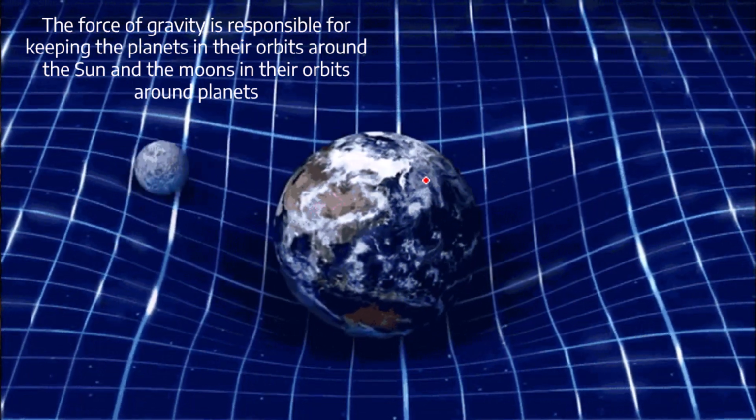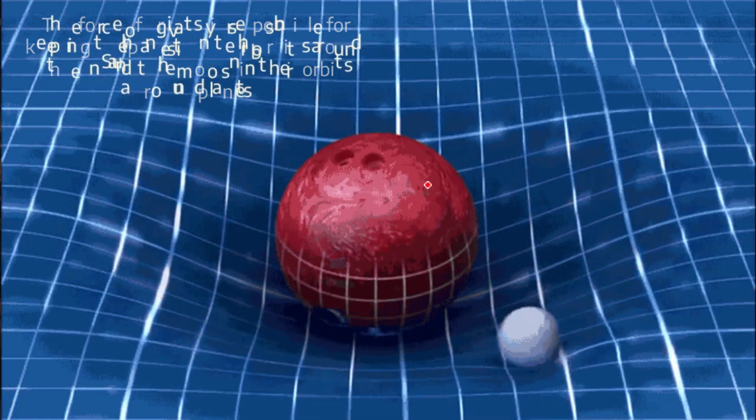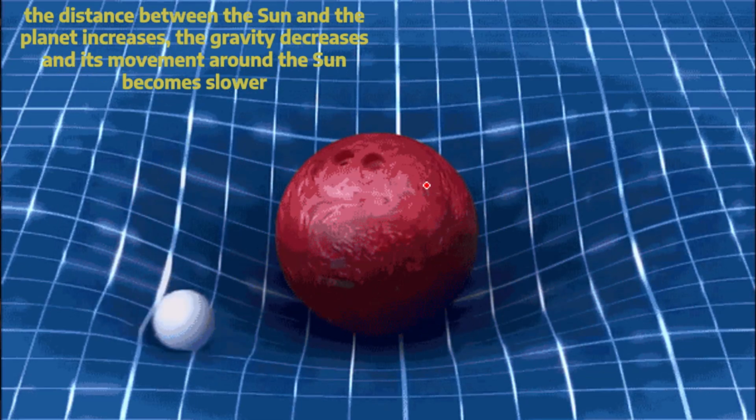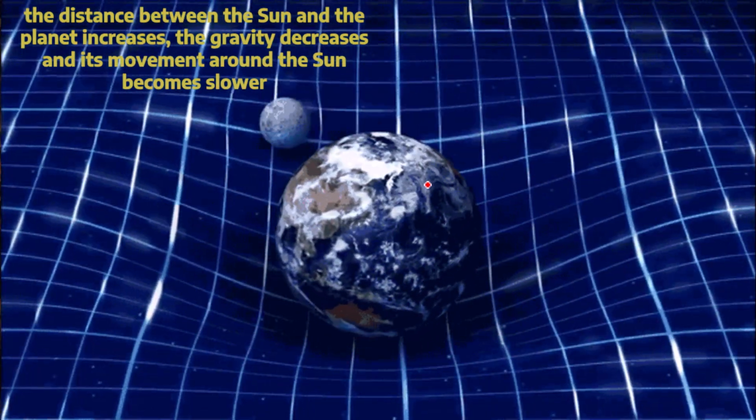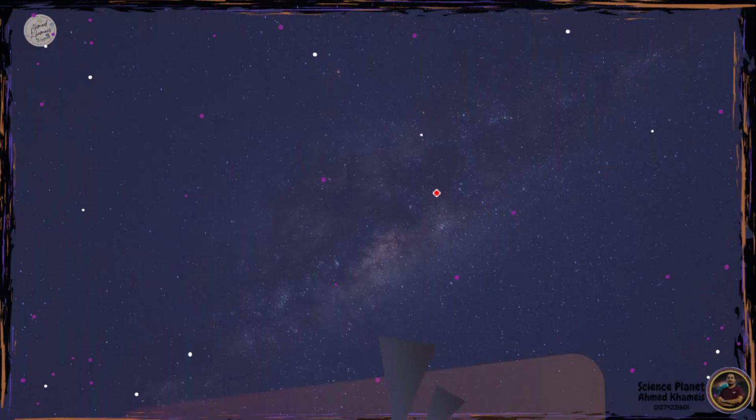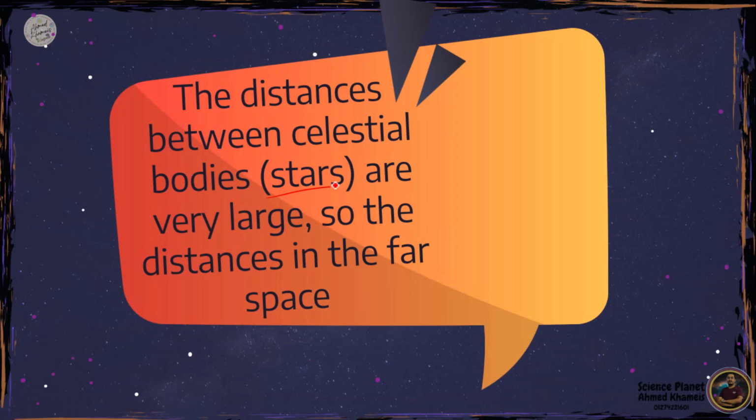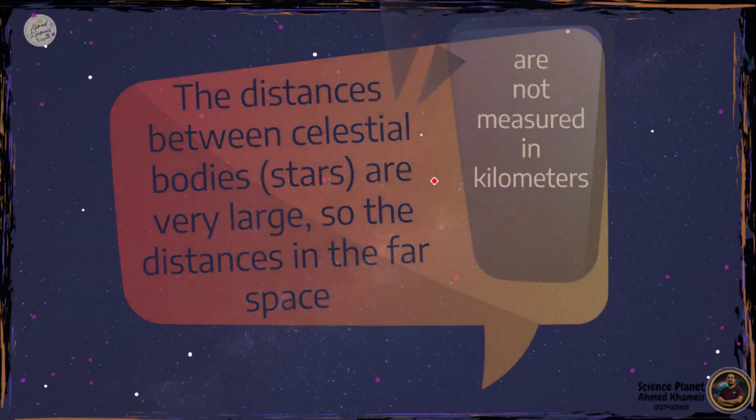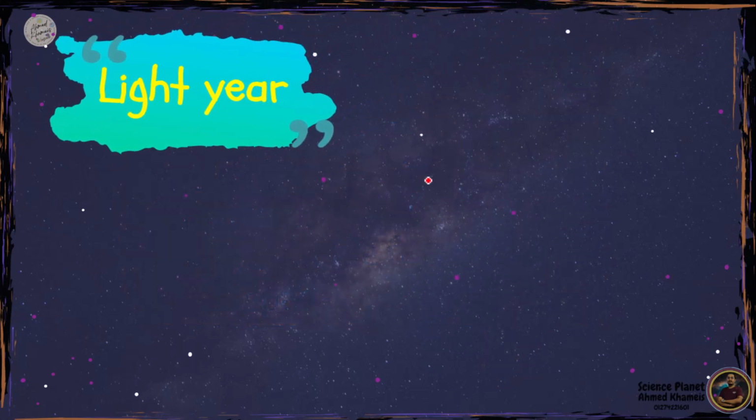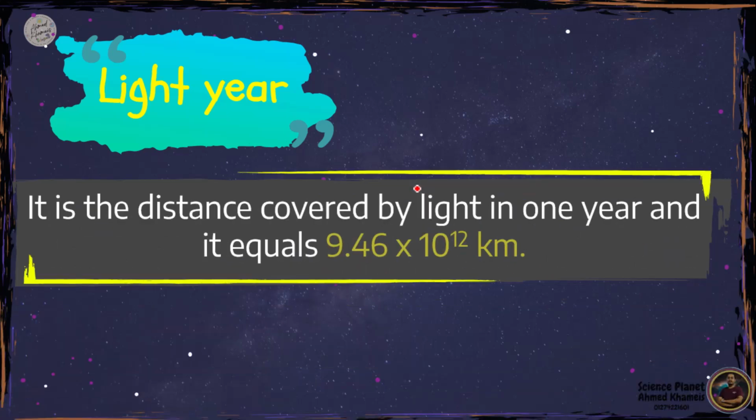The force of gravity is responsible for keeping the planets in their orbits around the sun, and as the distance between the sun and the planet increases, the gravity decreases, and then the planet becomes slower. The distances between celestial bodies, such as stars, are very large and very huge. We can't measure them in kilometers, so we use the light year as the measuring unit between celestial bodies. The light year is the distance covered by light in 1 year, and equals 9.46 multiplied by 10 to the power 12 kilometers.